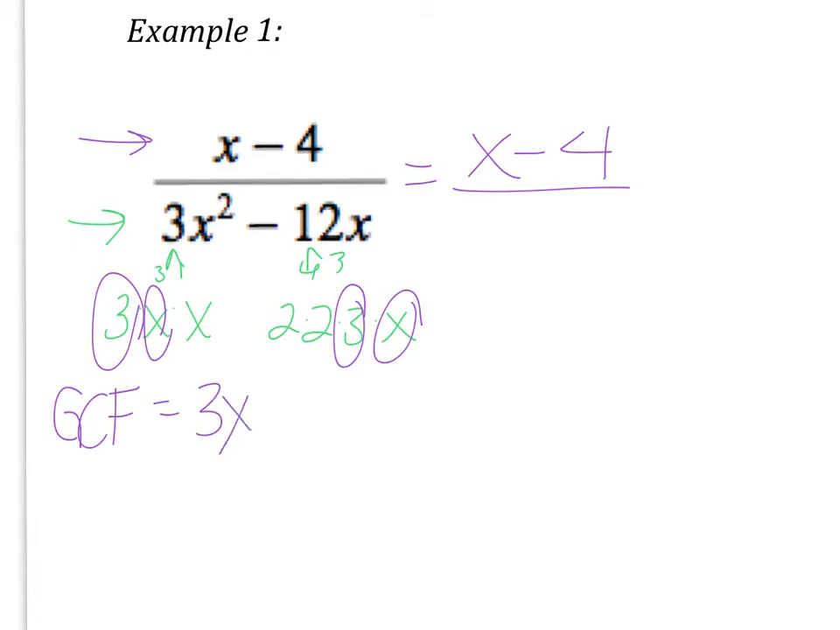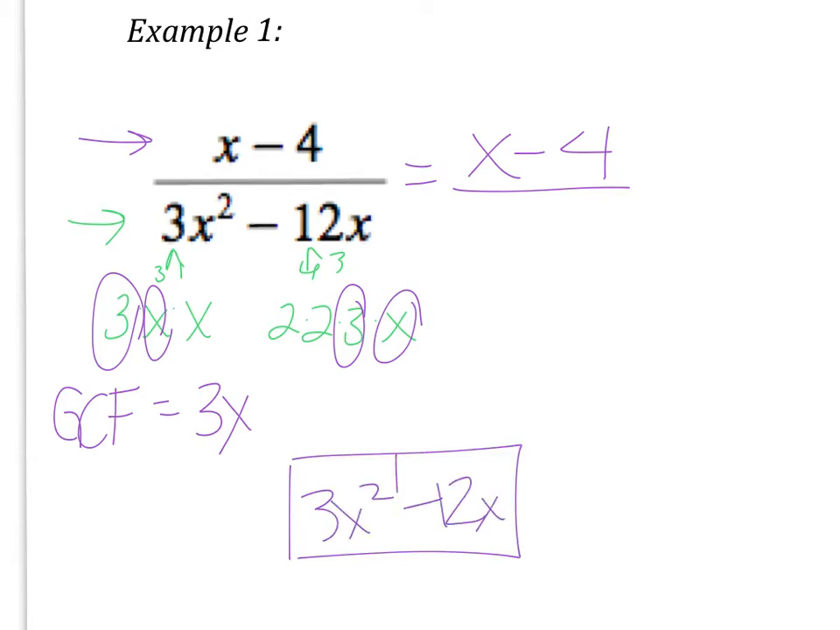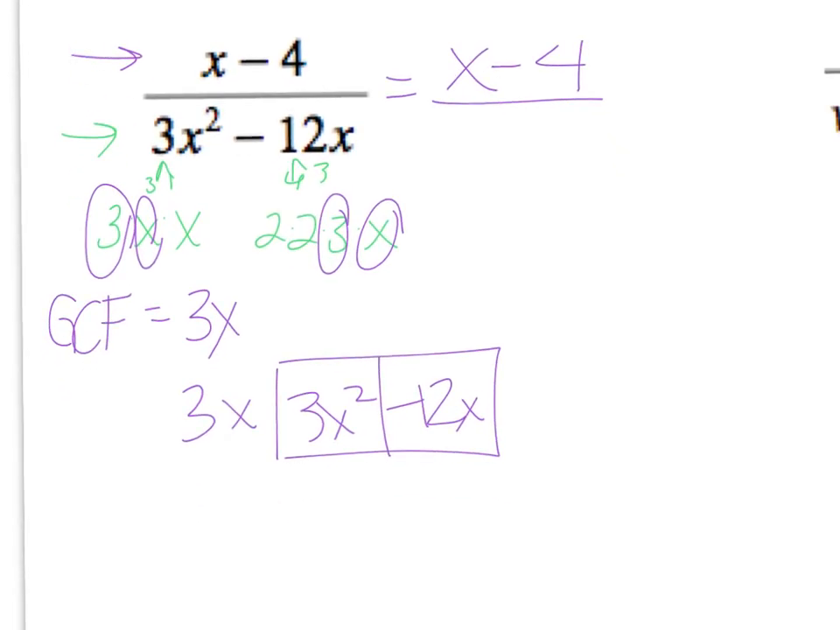So that means if I take my 3x squared minus 12x and I factor out a 3x, I can see what I'm going to multiply by 3x to get my 3x squared. So that will be an x, and this is going to be a minus 4. So in my denominator, if I factor out 3x, I have x minus 4 left over.